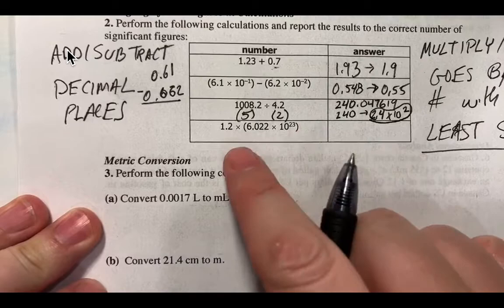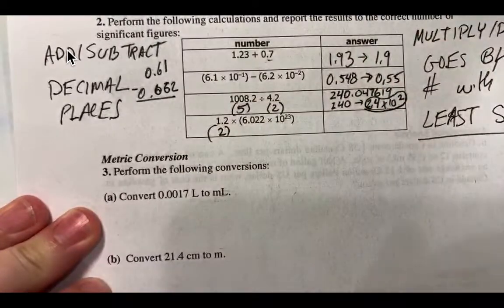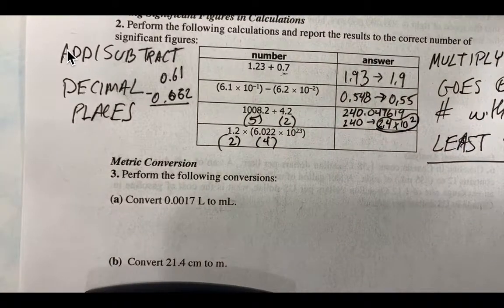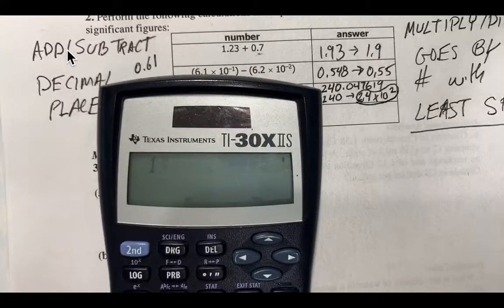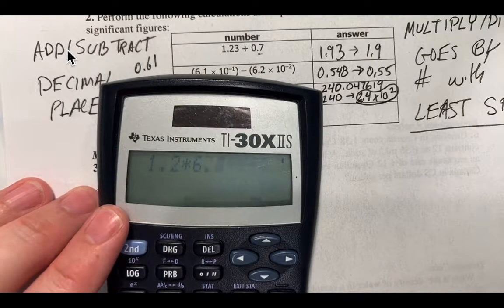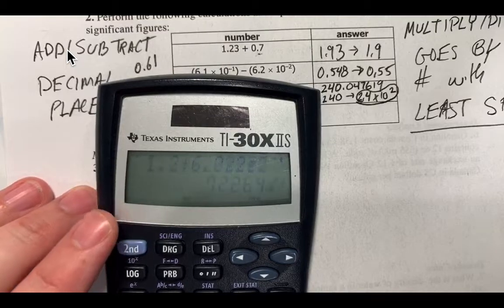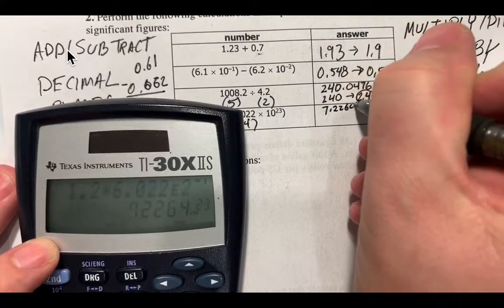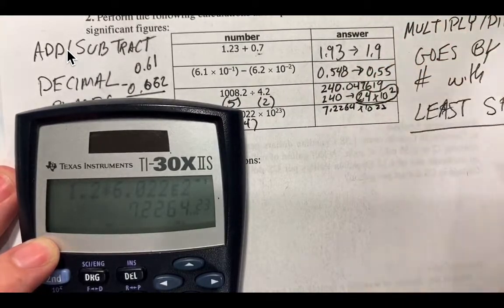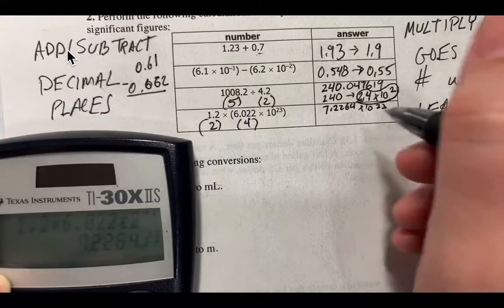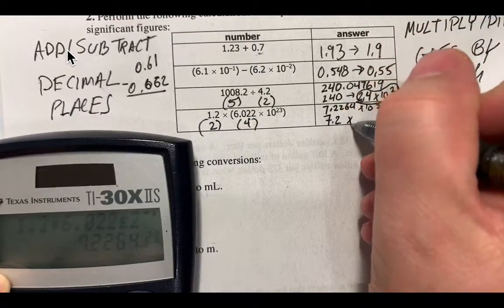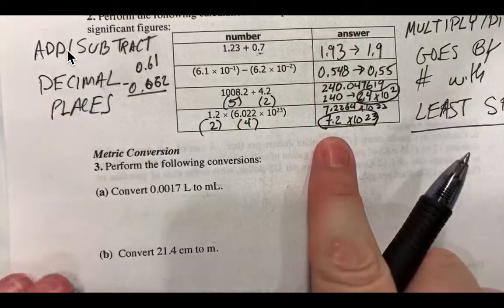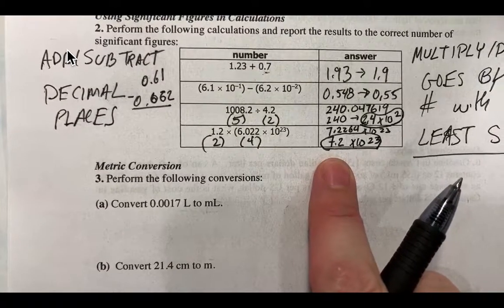All right, and then finally, this number has 2 sig figs. The next number has 4 sig figs, so I'm going to get limited to 2 again. 1.2 times 6.022 times 10 to the 23rd. So again, my calculator spits out 7.2264 times 10 to the 23rd, but I can only claim 2 of these. So 7.2 times 10 to the 23rd. This is the only accuracy that I can claim for that calculated number.